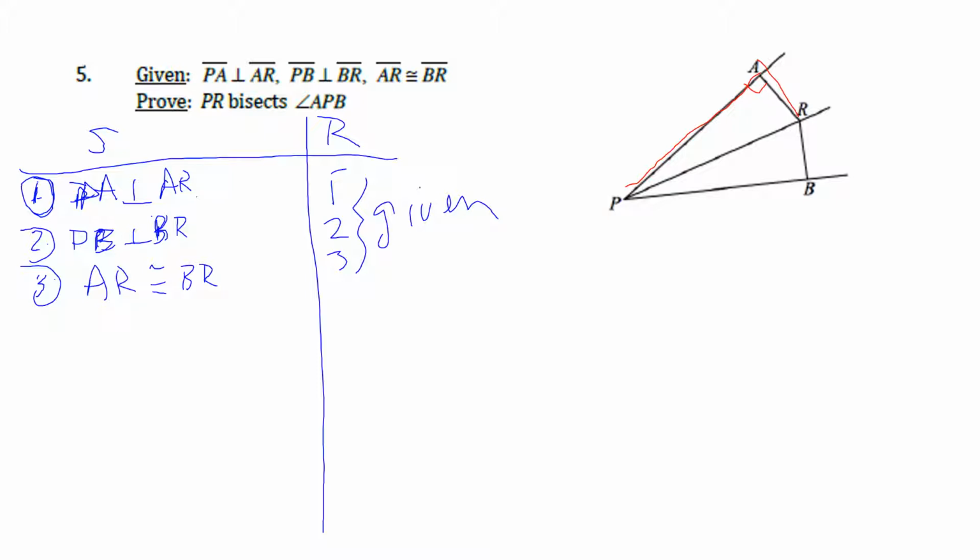My next one, PB is perpendicular to BR. I see another right angle there. I'm going to work with those 2 givens together for statement number 4. And so all I'm doing in statement number 4 is I'm naming the right angles with 3 letters.